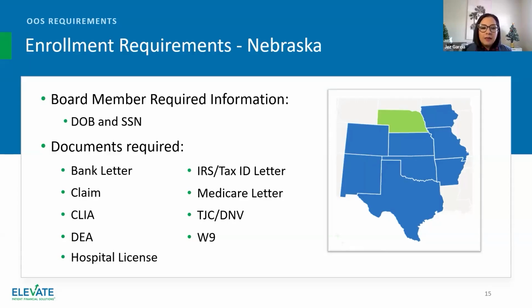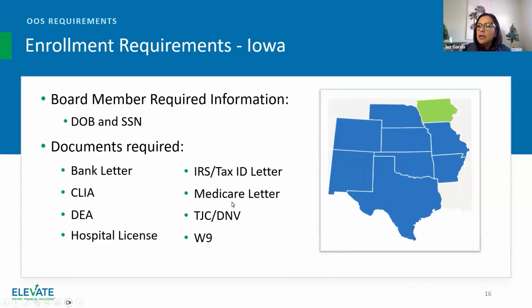So Nebraska, from their perspective, again, they do need the board of directors' date of birth and social security number, and they need a claim specifically as well. And then the next one that we have is Iowa. Iowa also requires all of your physicians that are listed on the claim to be enrolled. These guys do not require a claim, so you can start that proactive enrollment with Iowa and complete that application.